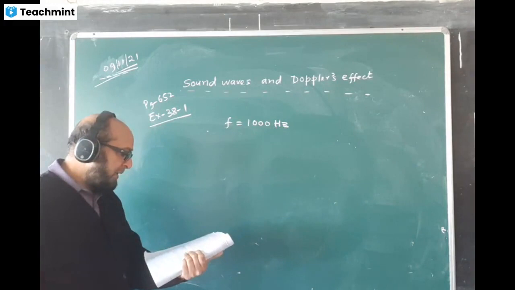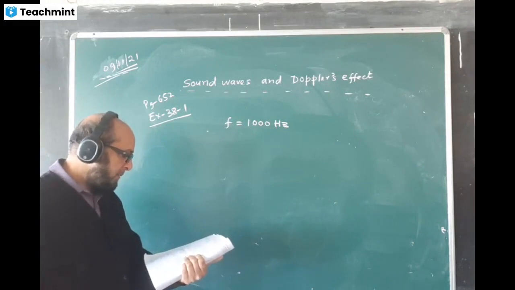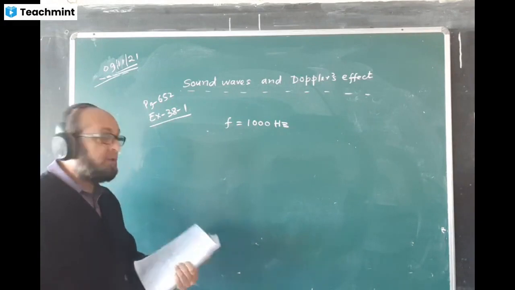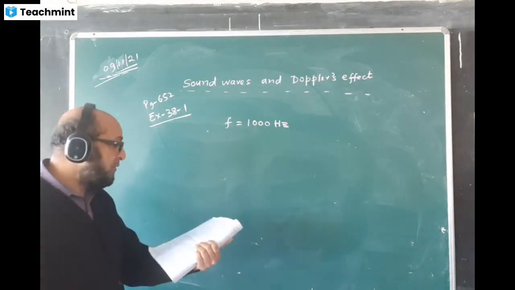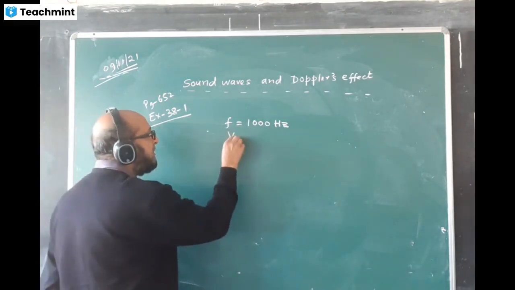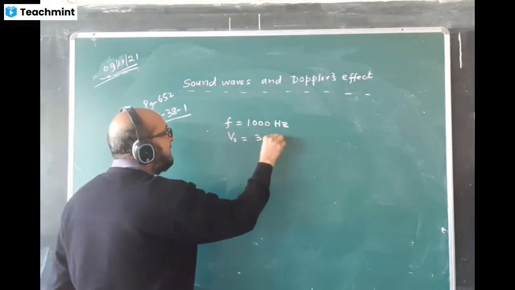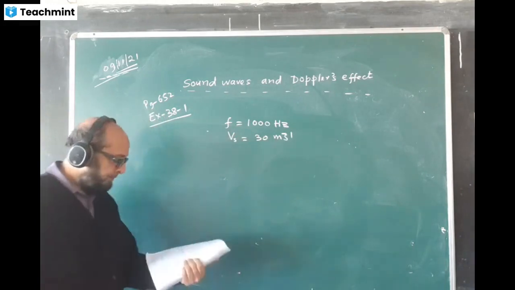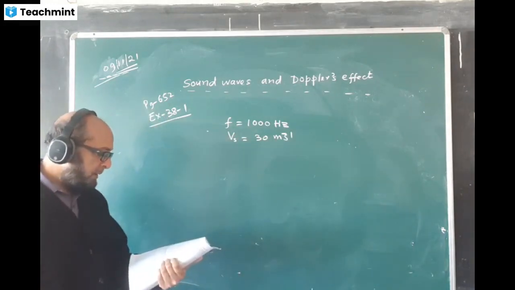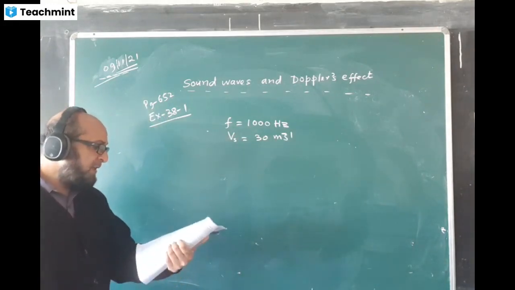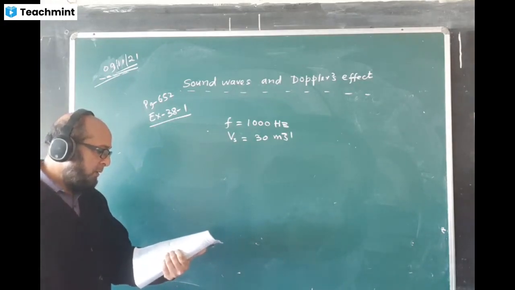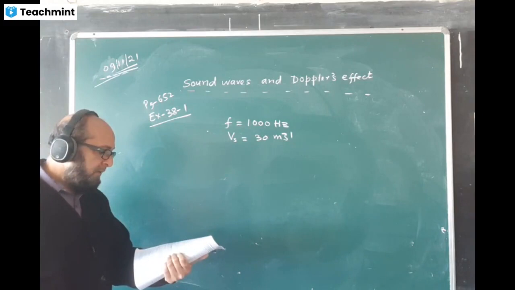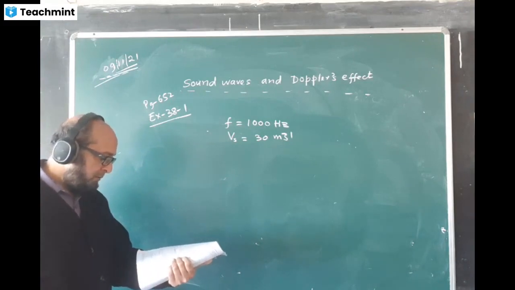The source is moving with a velocity of 30 meters per second, like Vs. Vs is 30 meters per second. The question says, what are the wavelengths ahead of and behind the moving source? Take the velocity of sound equal to this.